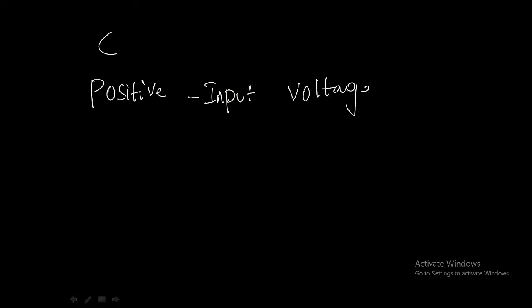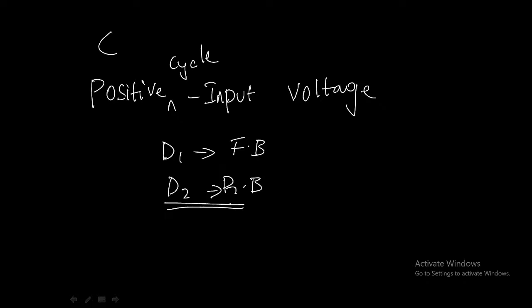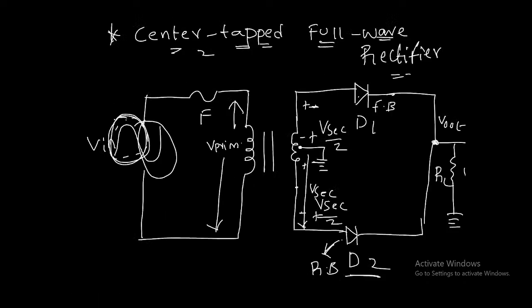And I will write it here. At positive input voltage, that is the positive cycle of input voltage, our D1 is in forward bias and D2 is in reverse bias. If you observe at the positive half cycle, here the polarity is plus and minus, plus and minus. So plus is given to the anode, so that's why D2 is reverse bias and D1 is in forward bias.